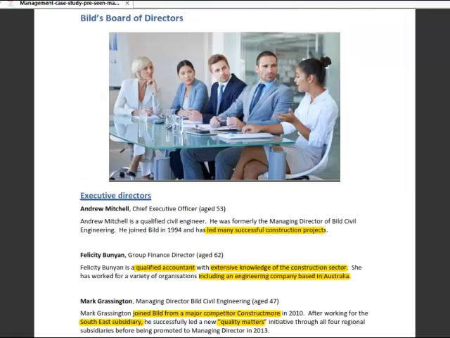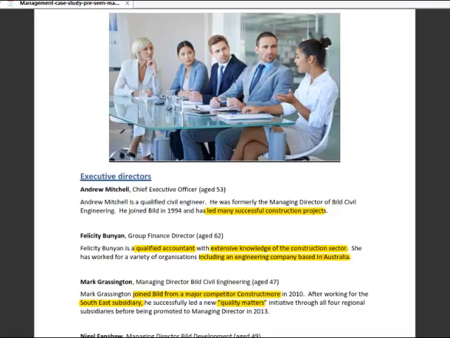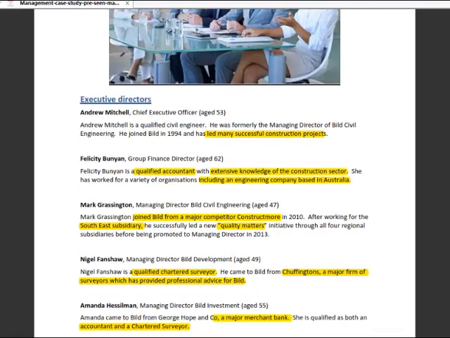So now let's have a look at the board of directors. We're given quite some information about them. The CEO has been with Built since 1994, so it's 20 years, and has led many successful construction projects. The group finance director is a qualified accountant. It doesn't say what type of accountant. She has a lot of knowledge of the construction sector and has worked for a number of organizations, including an engineering company in Australia.